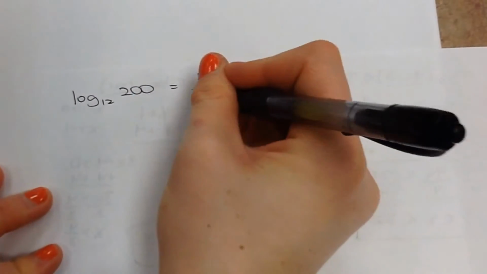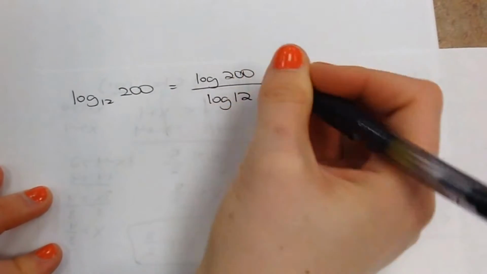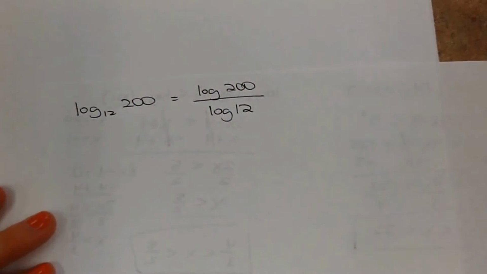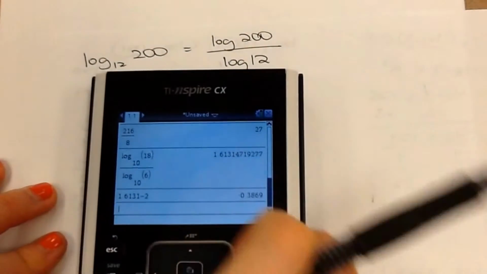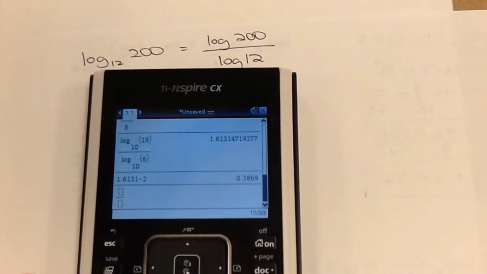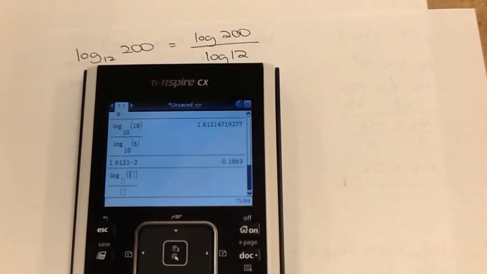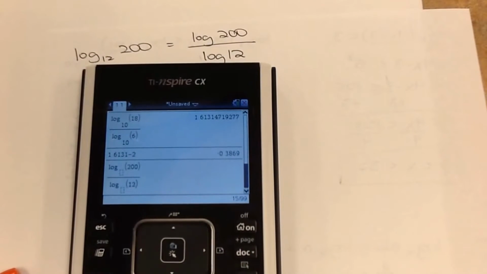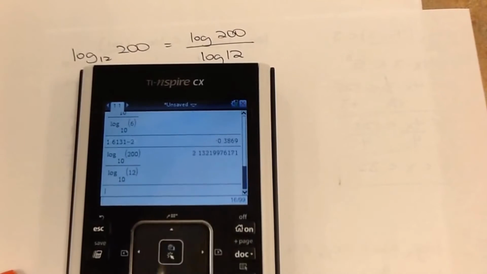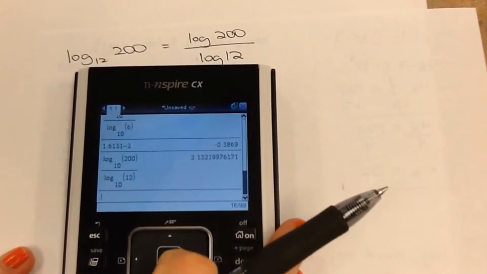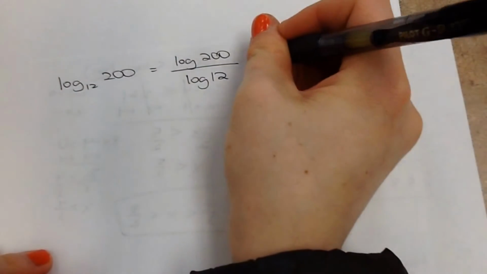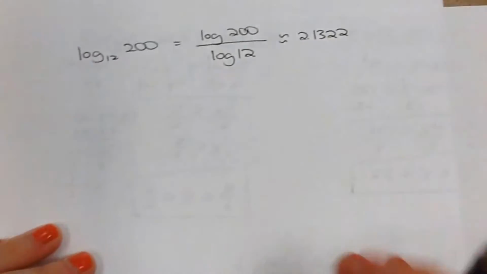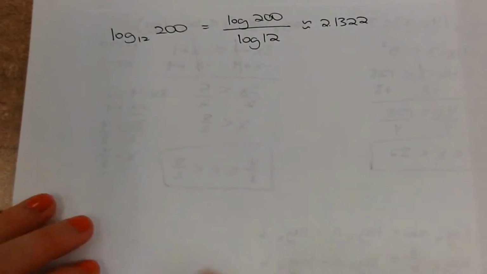the common log of 200 divided by the common log of 12. Common log of whatever this number is divided by the common log of whatever this number is. And then you type them into your calculator, basically the same as what I just did. So common log of 200 divided by the common log of 12. All right, and we get approximately 2.1322. Okay, so that's the change of base formula.